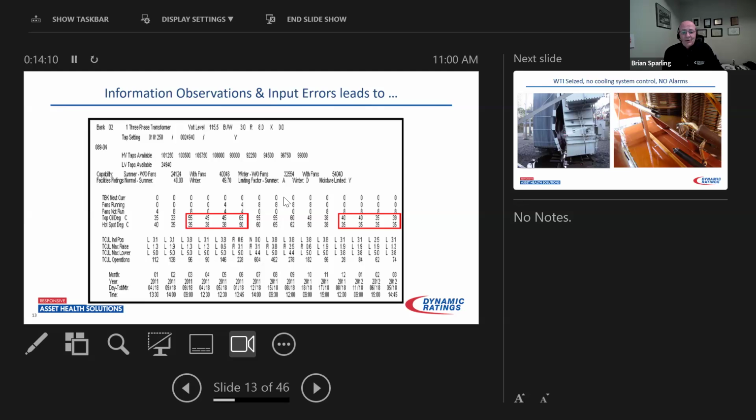The top oil temperature, you can see for 4 months in a row, was reading far more than the hotspot temperature. So it's an indication that there's something seriously wrong with the winding temperature indicator, but the person writing the numbers down was not aware of the relationship between the two. The person entering the data wasn't aware. The engineer who signed off on this should have been aware, but made no correction.